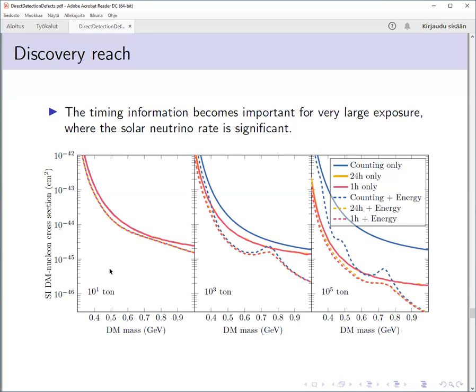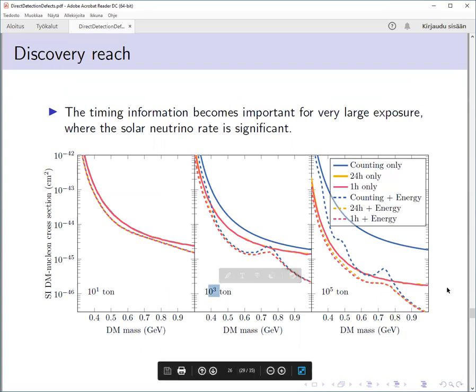So what is shown here is the size of the experiment that you need if you run it for 1 year. In order to have a significant improvement over just counting the number of events, you need something like 10 to the 3 tons of the target material. And yes, this is not really currently feasible. So for this technique, this is kind of in the fantasy world as of yet.